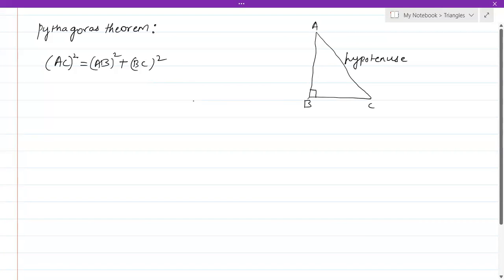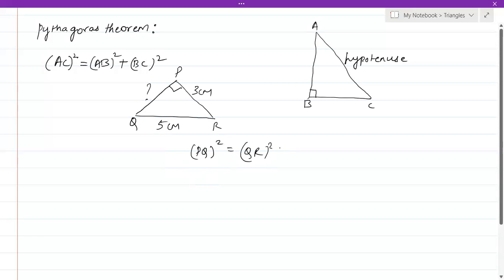First, we have to find the hypotenuse, or let me take another figure for that purpose. The common mistake that students make is, suppose, let's say this is a right angle triangle. And suppose the value of QR is given as 5 centimeter and the value of PR is given as 3 centimeter and the value of PQ is a question mark. We have to find it. So most of you might solve it like this: whichever is needed, you take PQ square is equal to QR square plus PR square. This is a big mistake.